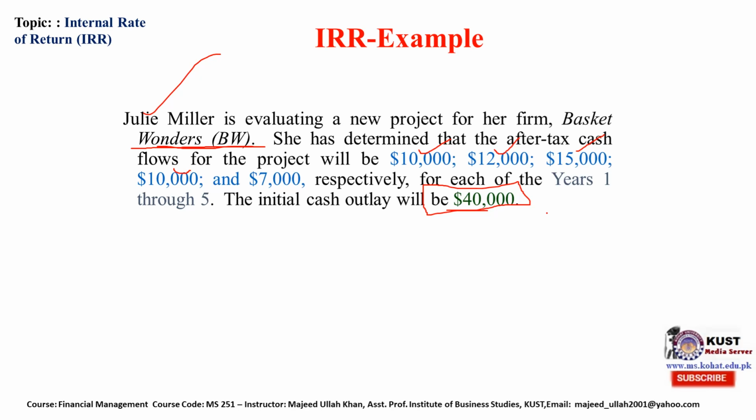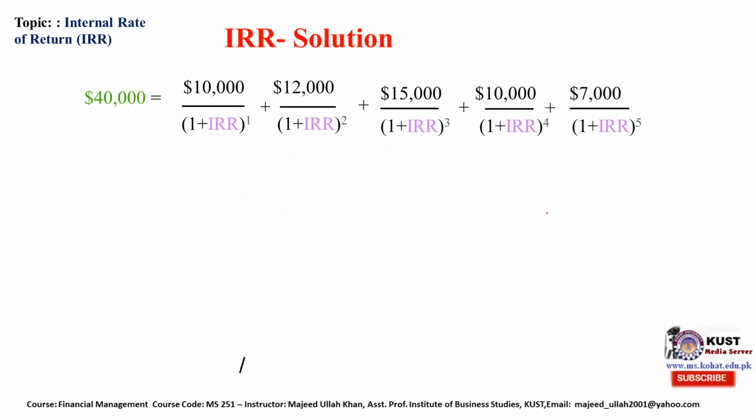How will we calculate the internal rate of return? We will discuss it in the coming slides. IRR solution. First, we will use the same equation as discussed earlier. This is 10,000, this is 12,000 cash in the 2nd year, this is in the 3rd year, this is 10,000 in the 4th year, 7,000 in the 5th year. We will discount these cash flows with the rate IRR, or internal rate of return.